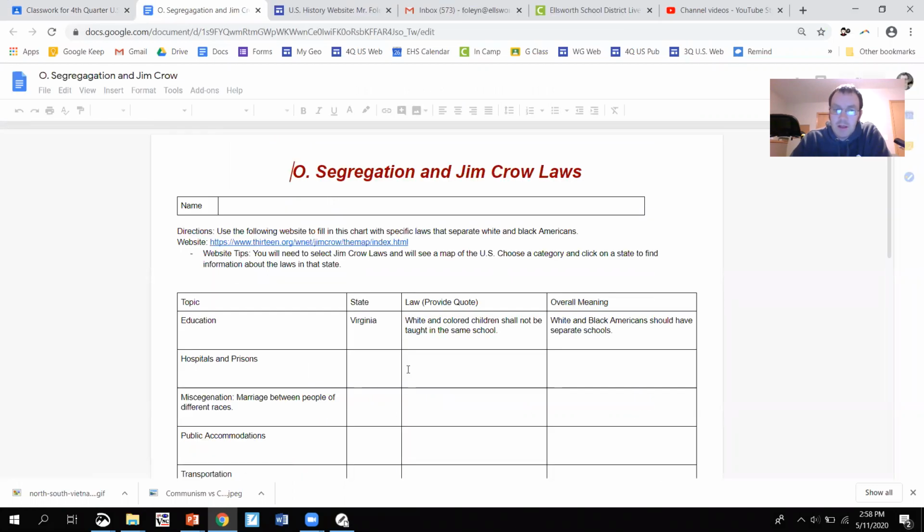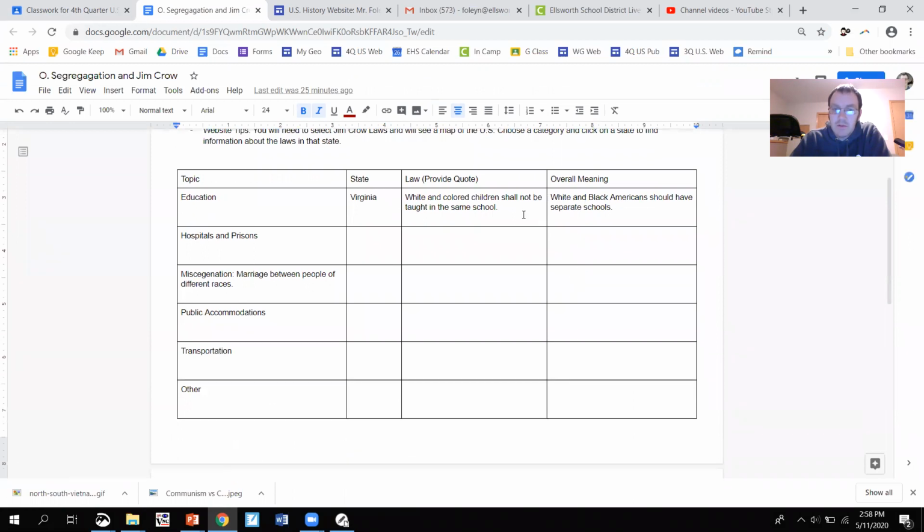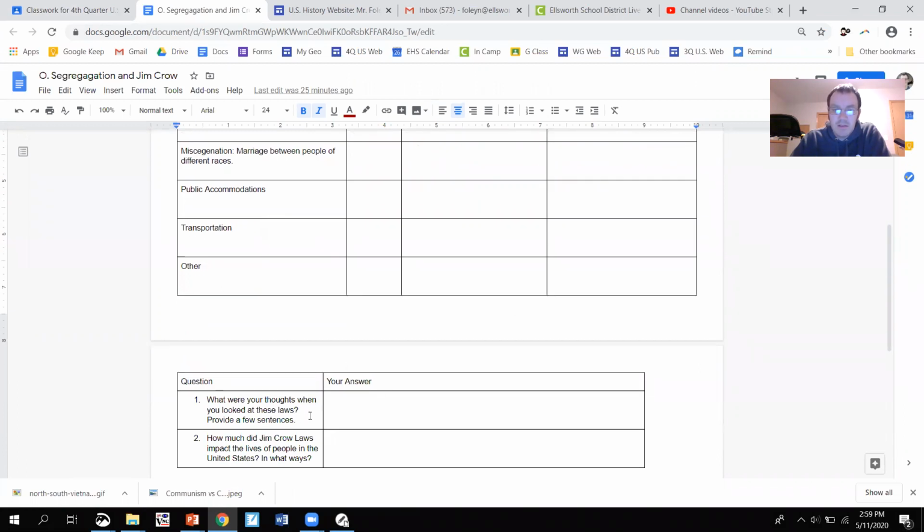You're going to be looking at laws in different states and outlining what is the law, what is the meaning of that law, and then looking at what does this mean? What are your thoughts when you looked at these laws? How did you feel about them? And how much did Jim Crow laws impact the lives of people in the United States and in what ways?